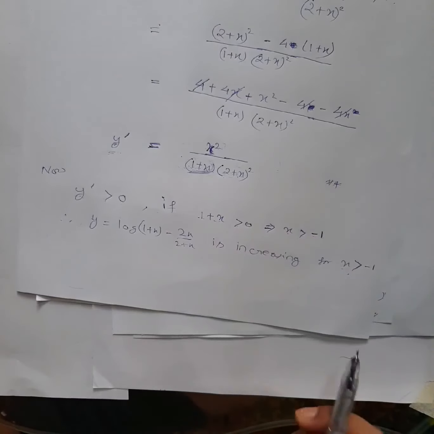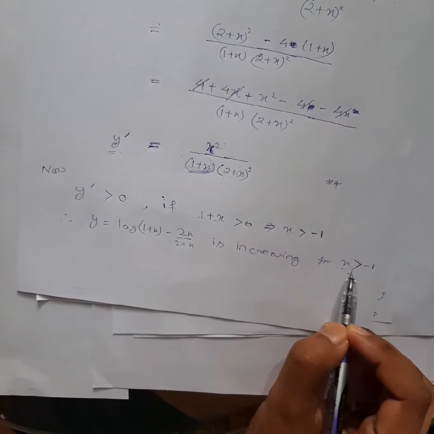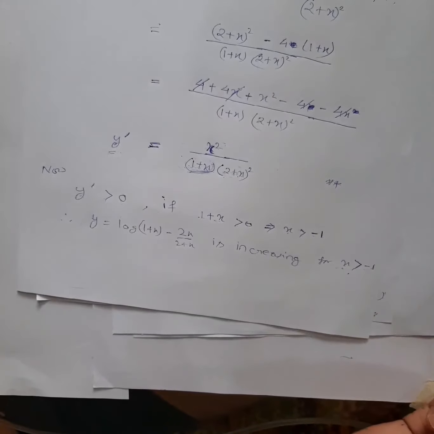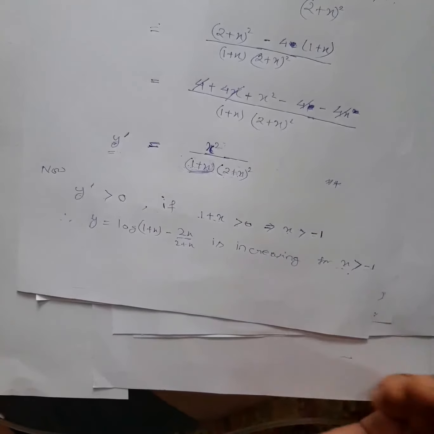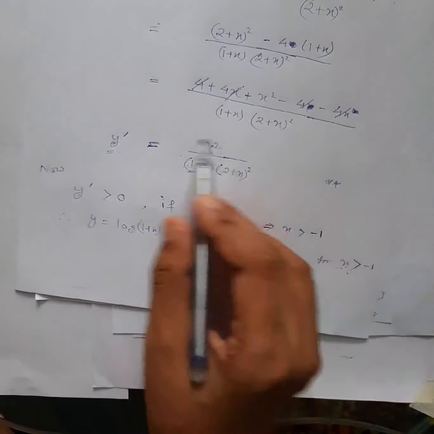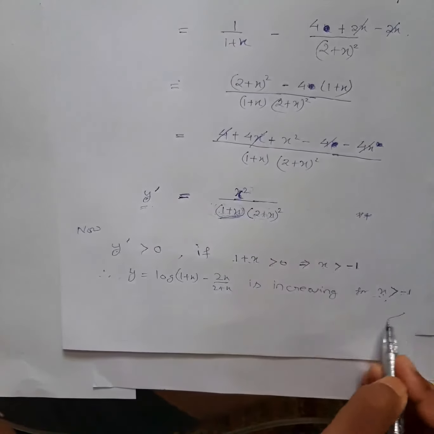Okay, if they ask you to show it in terms of interval, then we will write down what? For all x belongs to minus 1 to infinity. Okay, so greater than minus 1 means what? Minus 1 to infinity it will go, right? Whatever x value you take, it will be always positive. So if this is positive, we know that the graph will be increasing. Okay, so that's your answer.